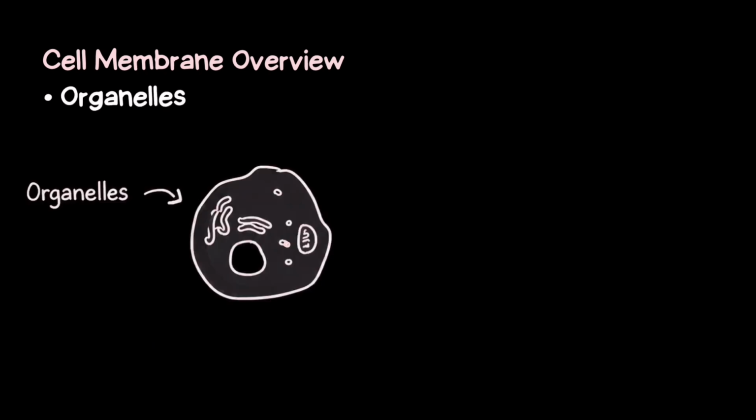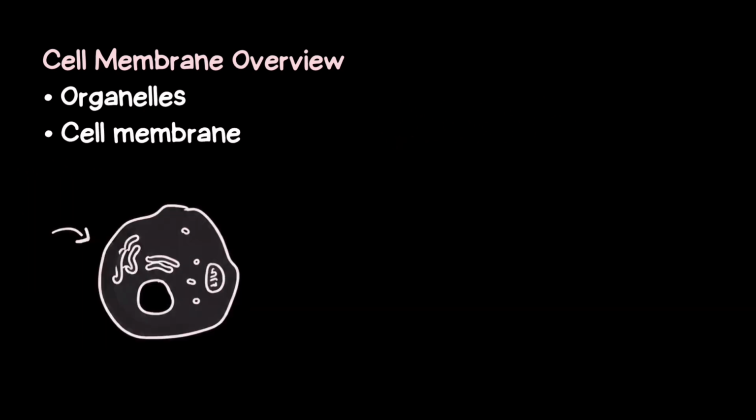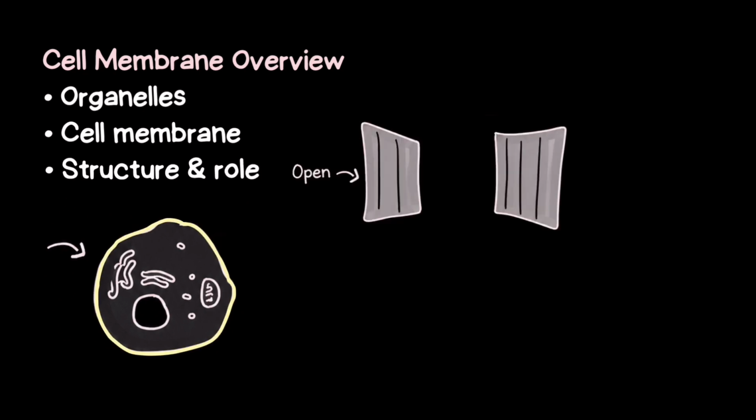First, organelles are tiny parts inside the cell that each have their own jobs to keep the cell alive. Examples of organelles include the nucleus, the cell's control center, and the mitochondria, the cell's energy producer. Now, the main focus of this lesson is the cell membrane. The cell membrane is like the cell's gate or wall because it controls what can enter and what must leave.